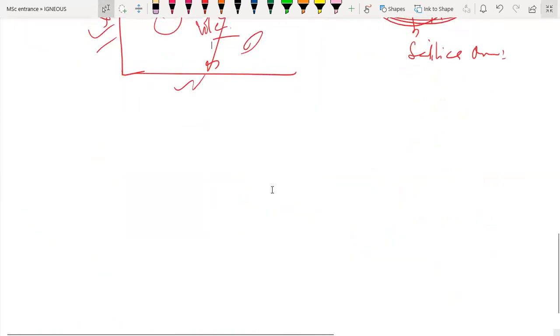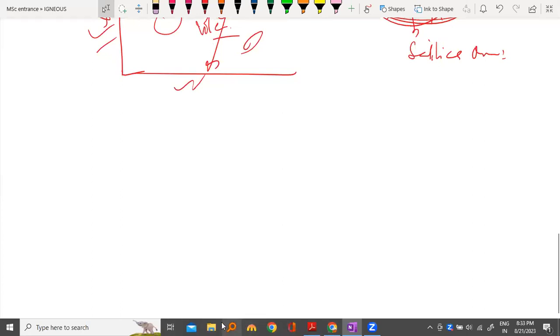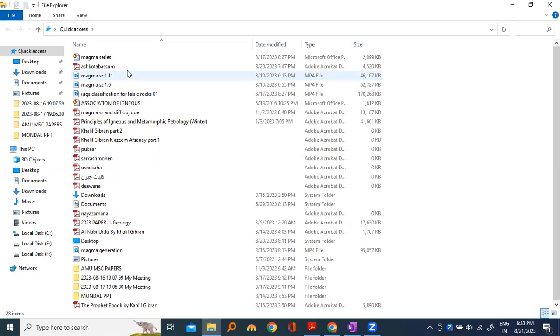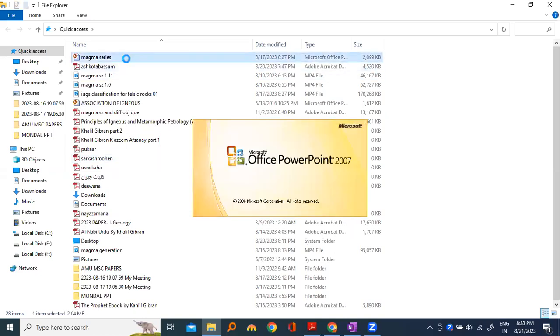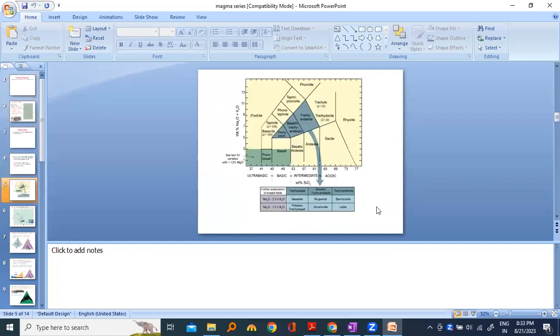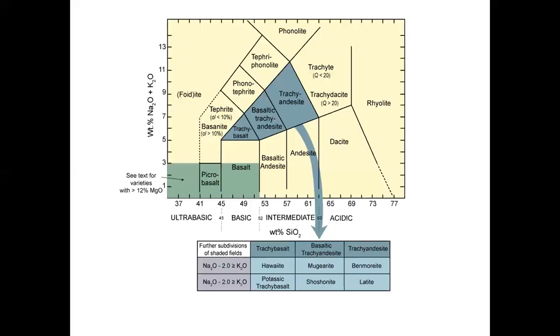Now, see this PPT, then you will understand very well. Yes. So are you people able to see this diagram? Yes, sir.